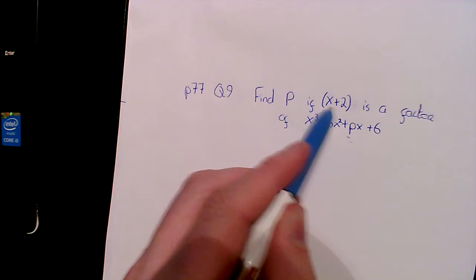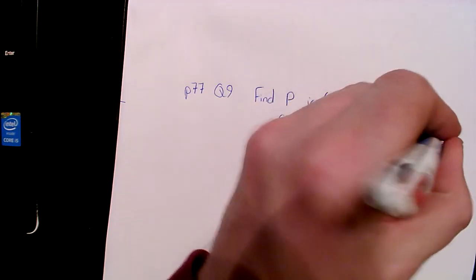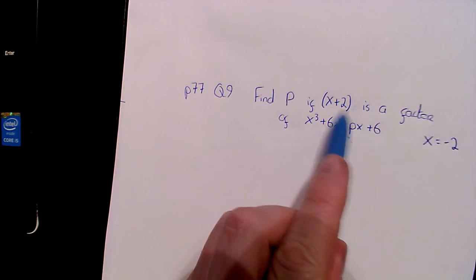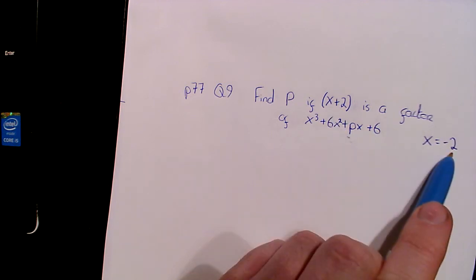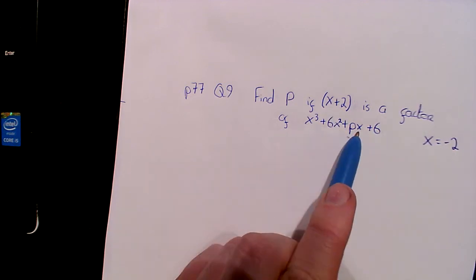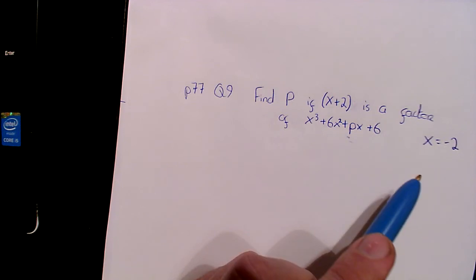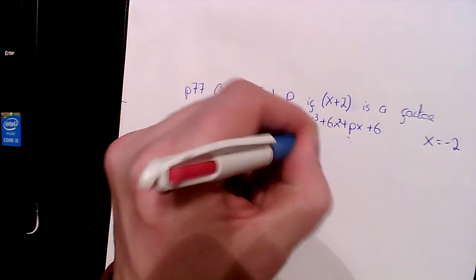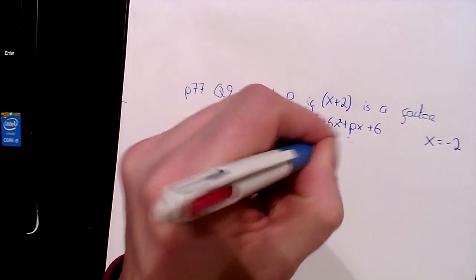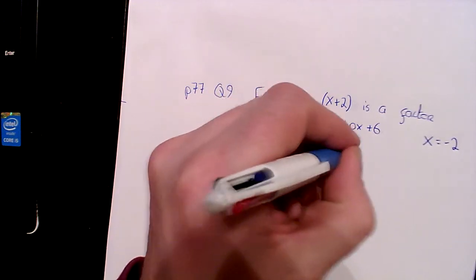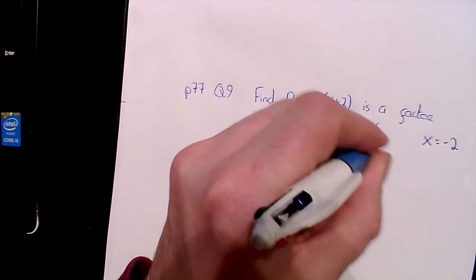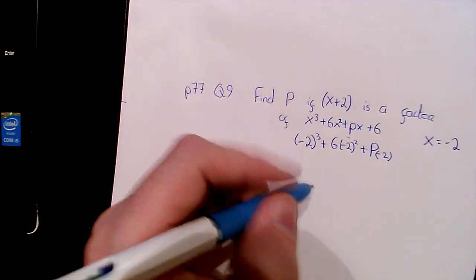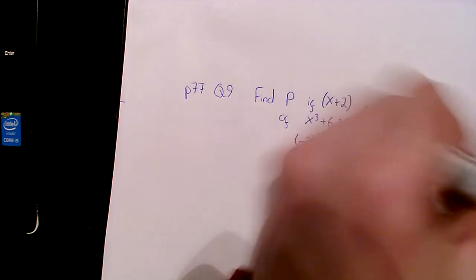But if this is a factor, then that means if I put in minus 2, it's minus 2 because I've changed the sign of this. So if I put in minus 2 for the x values, it should equal 0. So we're going to do that. So minus 2 cubed plus 6 times minus 2 squared plus p times minus 2 plus 6.